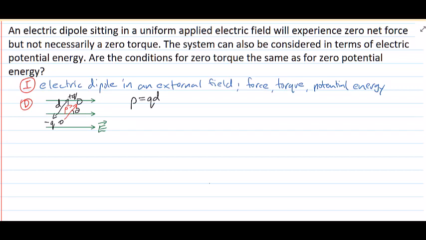Because if we go back and remember, we can think about the torque acting upon this dipole as equal to the cross product of these two vectors, the dipole moment and the electric field. And in terms of the magnitude of that torque, it will be the magnitude of the dipole moment multiplied by the magnitude of the electric field times the sine of the angle between them. That angle in there is quite important.